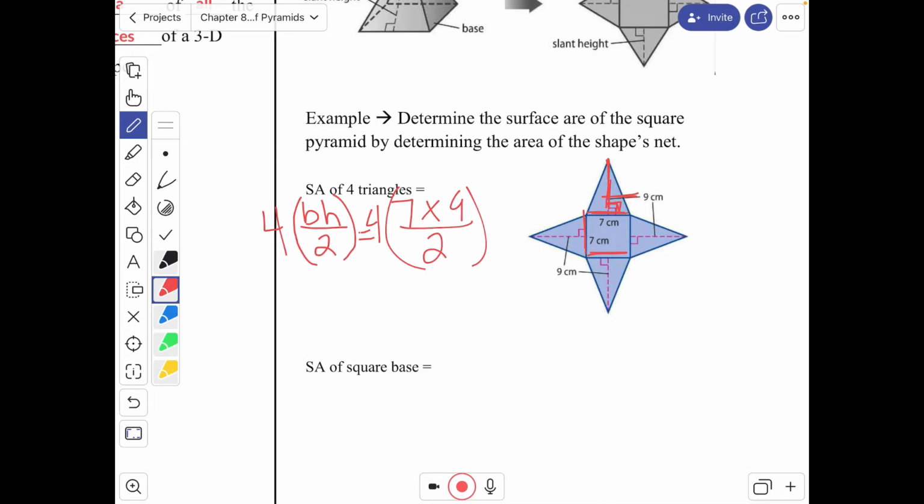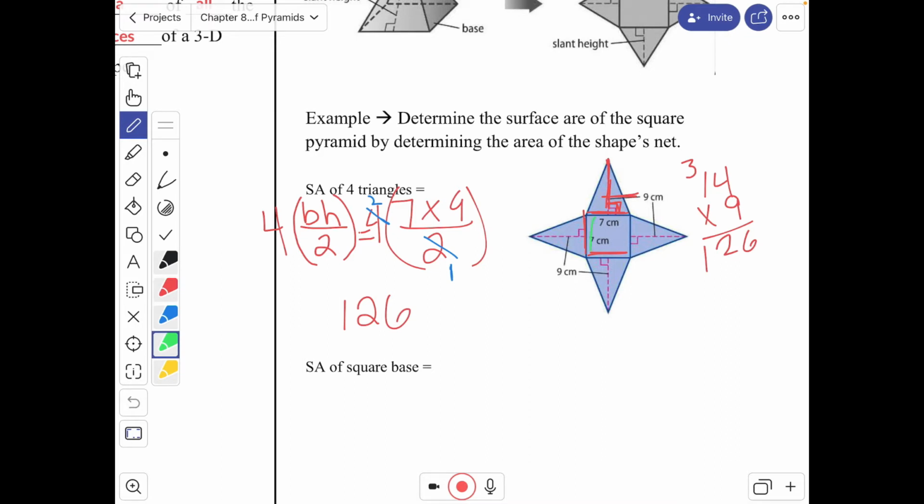So yes, we can simplify. We can simplify the 2 and the 4. 2 divided by 2 would make 1, and 4 divided by 2 would make 2. Now we can just multiply straight across. 2 times 7 times 9. 2 times 7 is 14, and 14 times 9 is 126. So the area of the 4 triangles is 126.